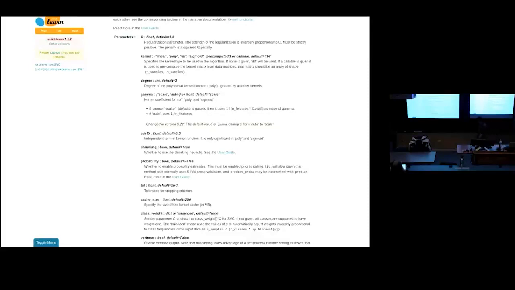So for polynomial, if you have A and B, it's going to be (C plus A scalar B) to the power of P. So P is the degree and C is the coefficient 0. For the radial, which is noted RBF, K(A, B) is going to be exponential minus the norm of A minus B squared divided by, I'm not sure if it was gamma squared or gamma, but I like to think it's gamma squared.